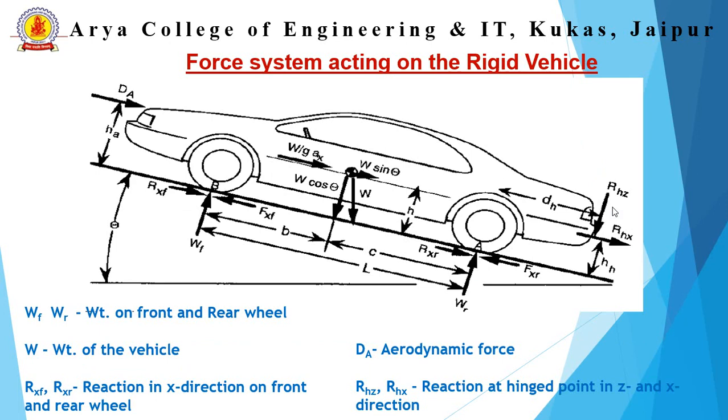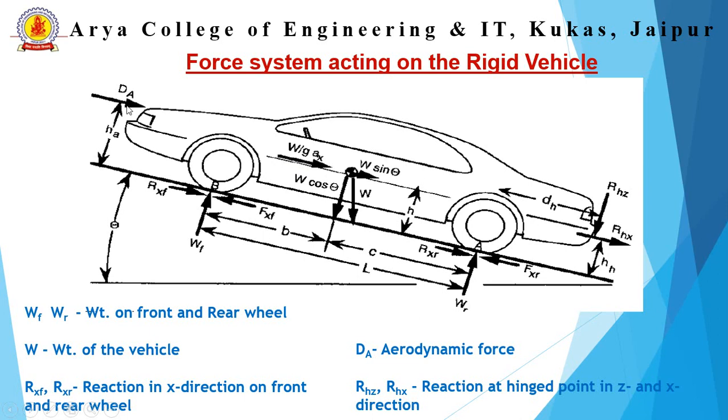Now the force system acting on a rigid vehicle. In that figure we can see a vehicle going in the upward, uphill direction, having an inclination theta with the ground surface. This is the center of gravity of the vehicle, upon which the overall lumped mass or weight of the vehicle is concentrated. It has two components, the cos component in the downward direction and the sine component in the horizontal direction. This force is the acceleration component of the weight of the vehicle.